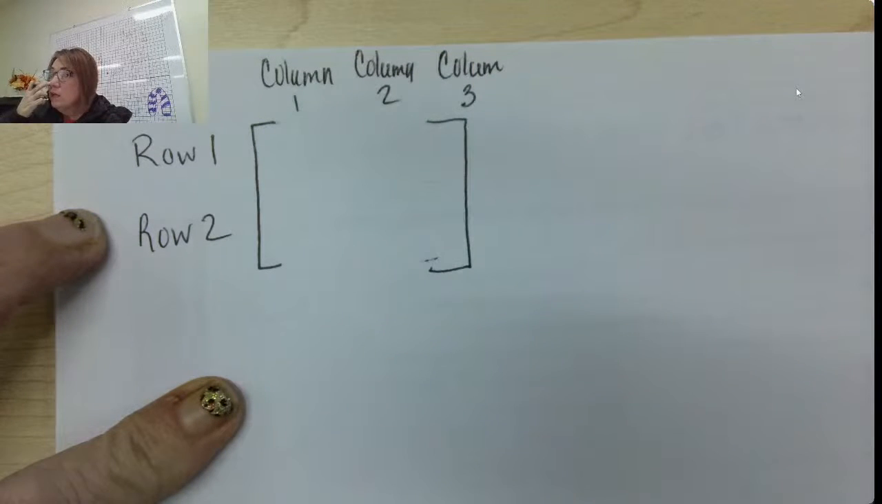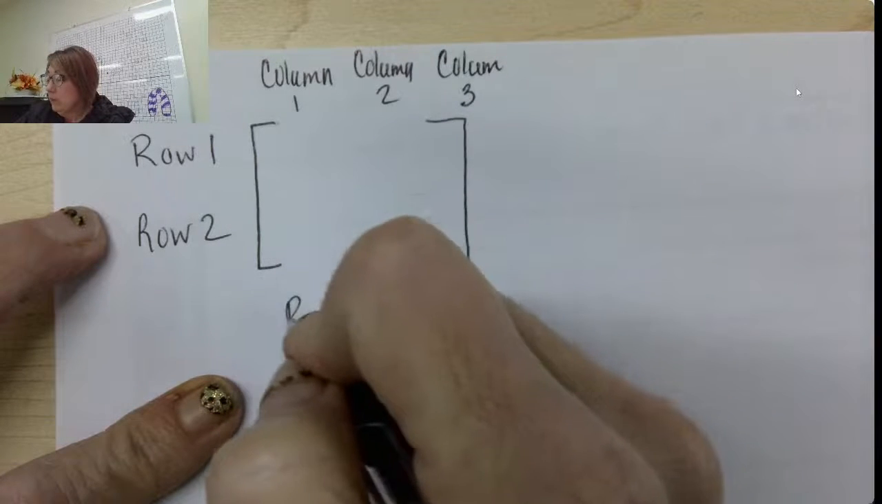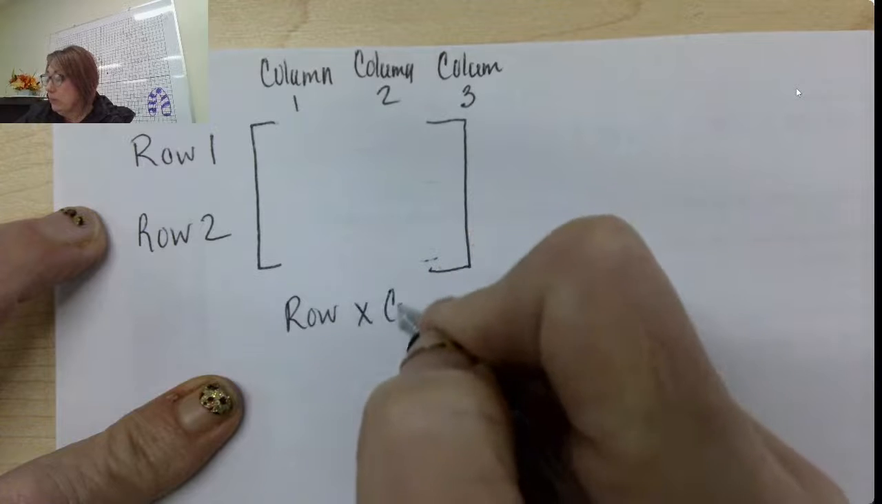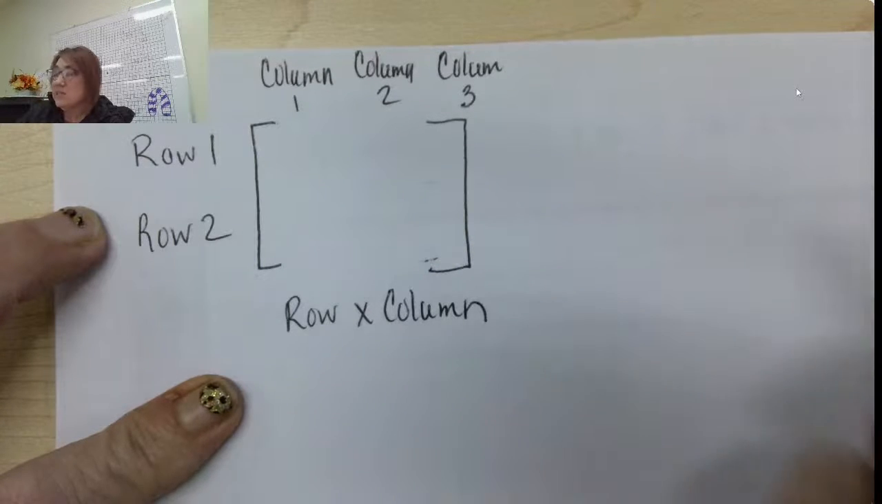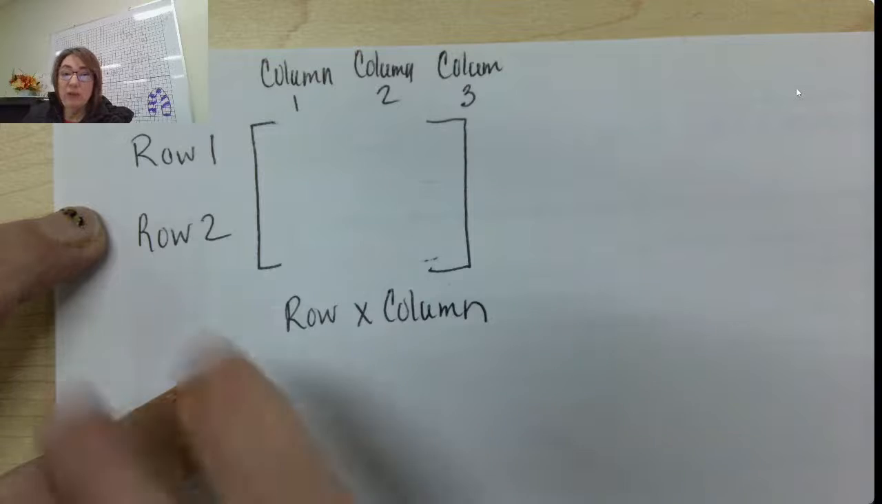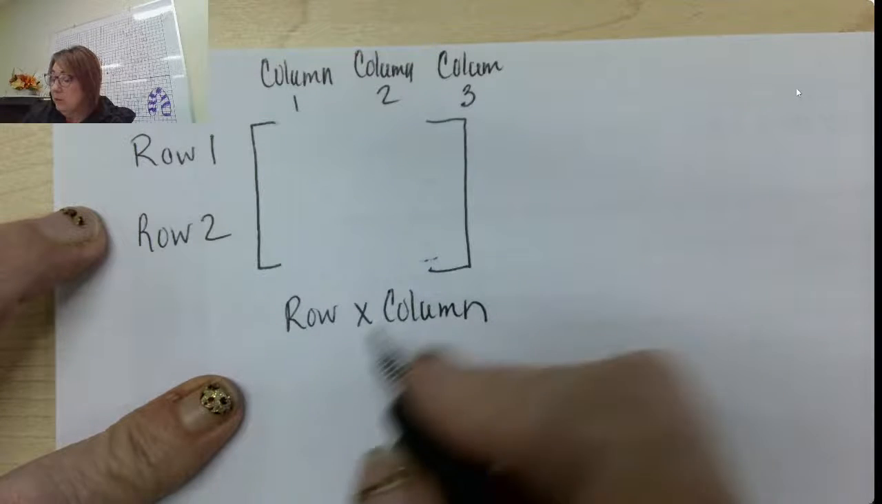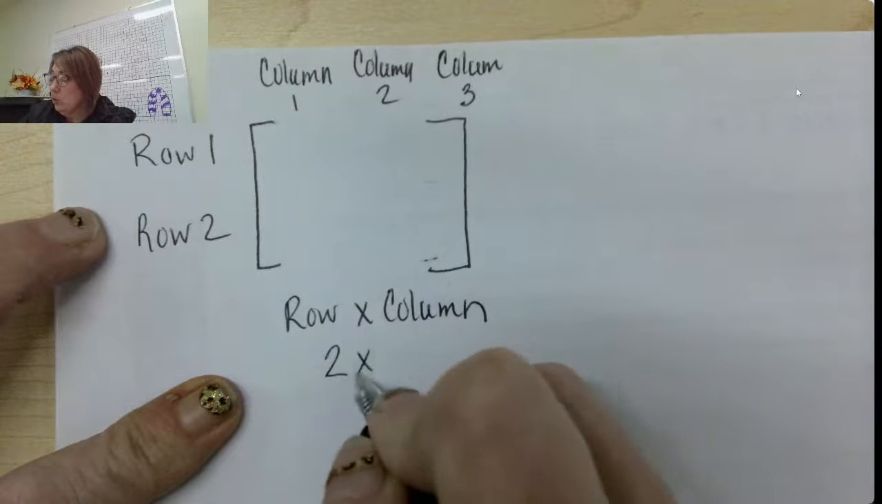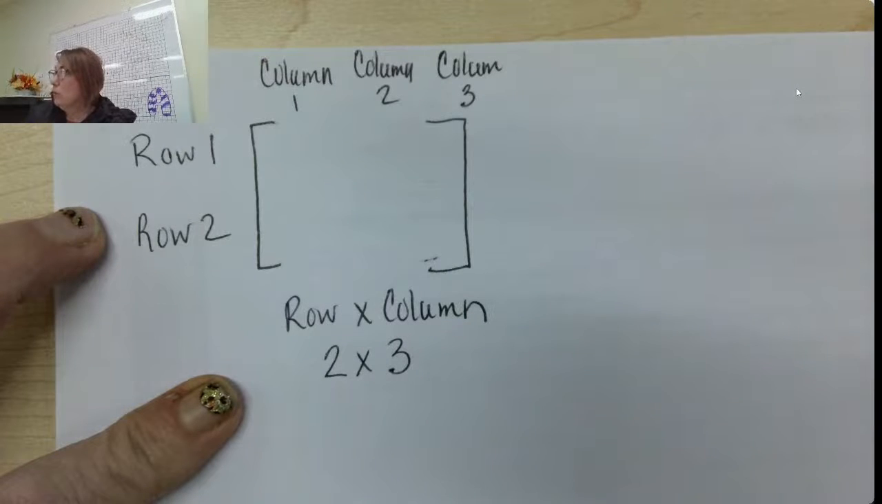Each set of brackets is a matrix, yes. And a matrix's dimensions are given by row by column. So however many rows you have by however many columns you have is the size of the matrix. So in this case, the way we have this one laid out, this would be a 2 by 3 matrix. 2 rows, 3 columns. Y'all with me so far?